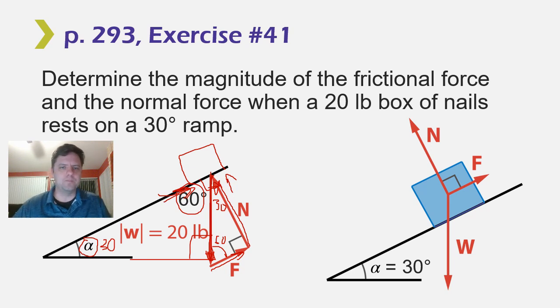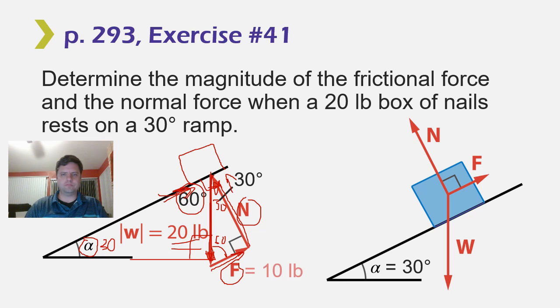We can then make use of, again, sine or cosine to figure out what the F force would be and what the N force would be with these angles and with this resultant vector of 20 pounds for the weight. So we would find that force would just be 10 pounds, and the other one would be roughly 17.3 pounds.